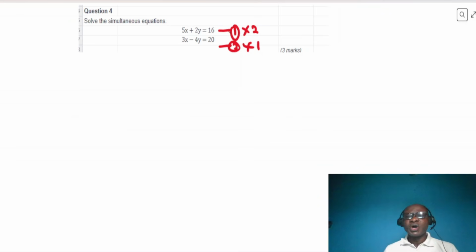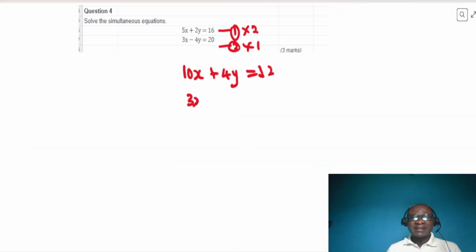Okay. So, Mona, what you said is what I'm doing now. It's correct because it targets the coefficient of y to be equal. Therefore, here will be 10x plus 4y equal to 32. And here will remain 3x minus 4y equal to 20. So this time around, I am adding, meaning I want to eliminate the variable y. Add the two of them.